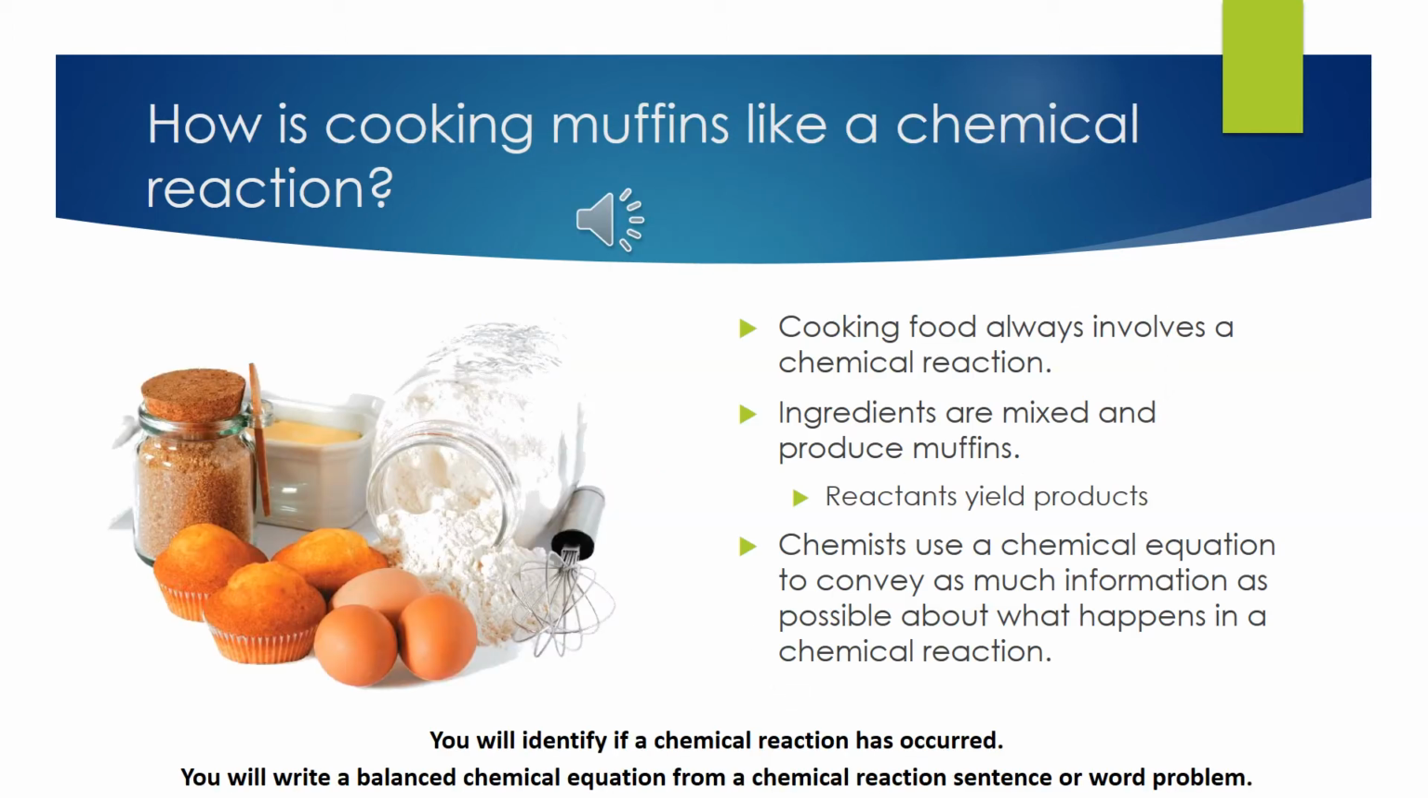Scientists have searched a lot and they found that cooking muffins is like a chemical reaction. Cooking food always involves a chemical reaction. Ingredients are mixed and produce muffins. Reactants yield products. Chemists use a chemical equation to convey as much information as possible about what happens in a chemical reaction.